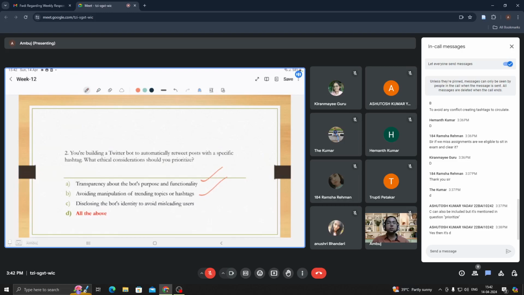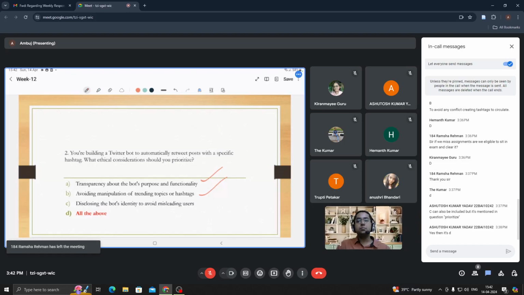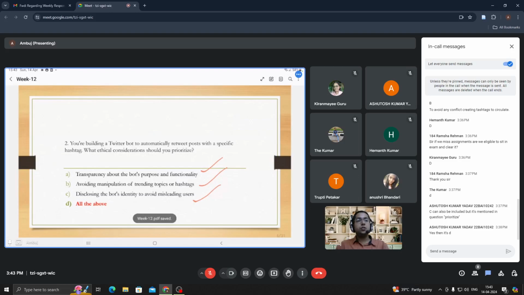Option C was disclosing the bot's identity to avoid misleading users. Yeah, options A and C are nearly similar: transparency about the bot's purpose or functionality, or disclosing the bot's identity to avoid misleading users. Definitely, if you provide the bot's purpose and functionality, you would be disclosing the bot's identity, and in that manner you are avoiding misleading users. This is important. So each of the options A, B, and C would be correct. So the correct option would be option D.